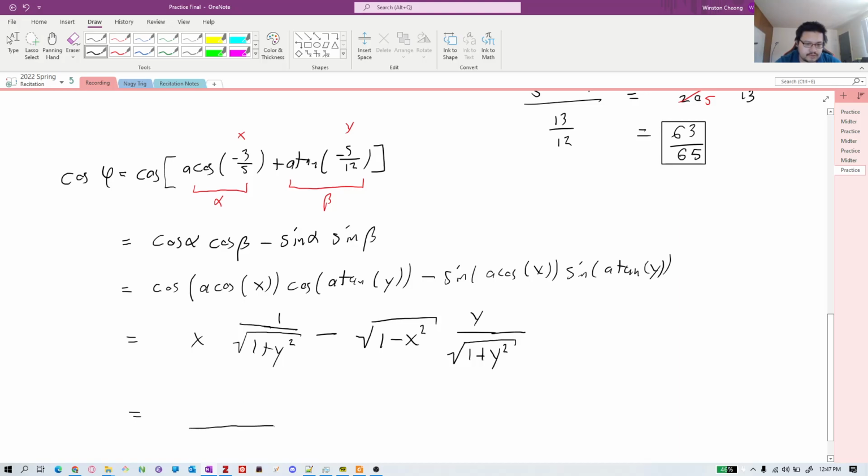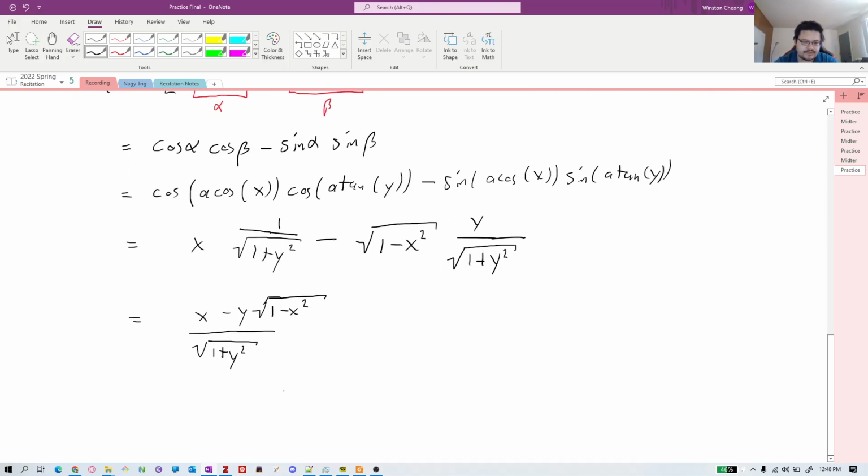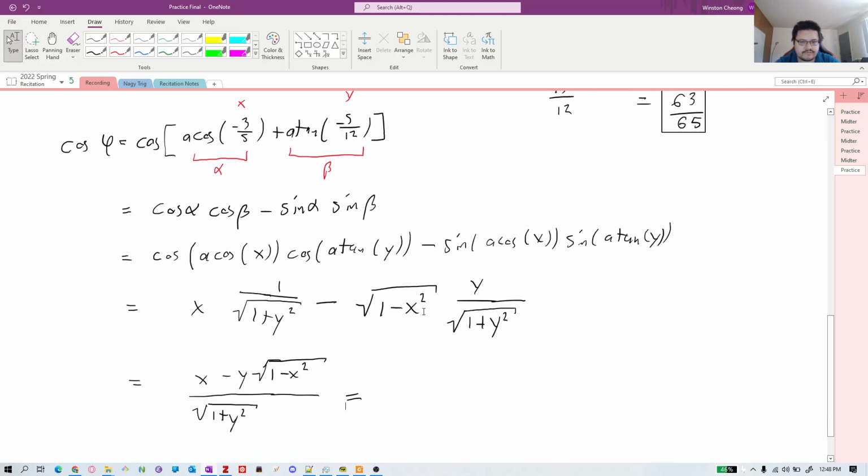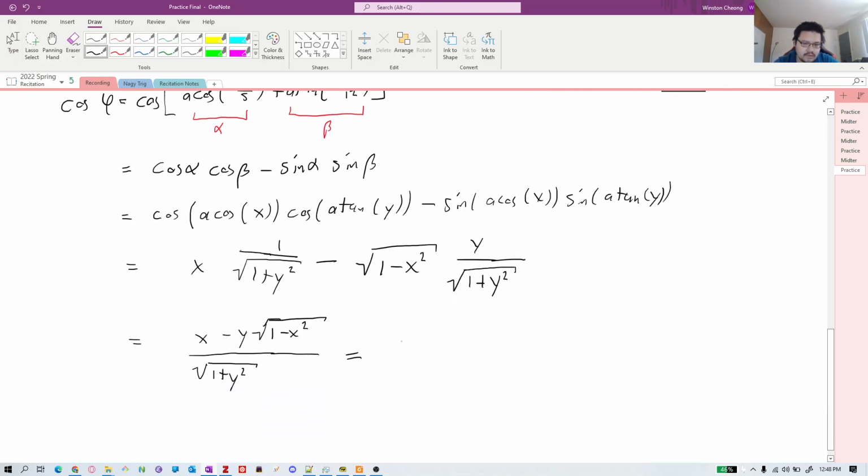You see the square root of 1 plus y squared there, and you see an x here, and then a minus y times square root of 1 minus x squared. Okay, so we can simplify that expression algebraically, just getting into this format. And now we replace x and y with the values that we have. So x is this -3/5, y is -5/12, as before. So -3/5 minus, was it -5/12?